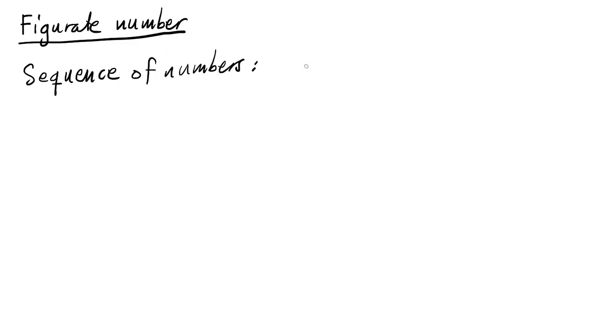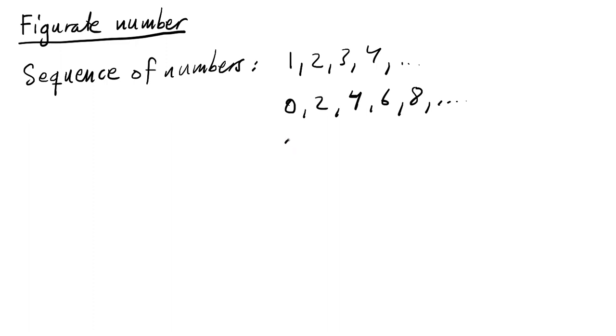You almost hear what it is. For example, a sequence of numbers could be 1, 2, 3, 4, 5, of course, and just continue like this. Or if you look at all the even numbers, here we have a sequence of numbers. Or the odd numbers, or the prime numbers, for example. The prime numbers constitute a sequence of numbers: 2, 3, 5, 7, 11. So these are all examples of sequences of numbers.